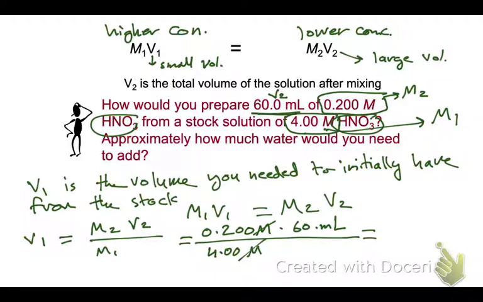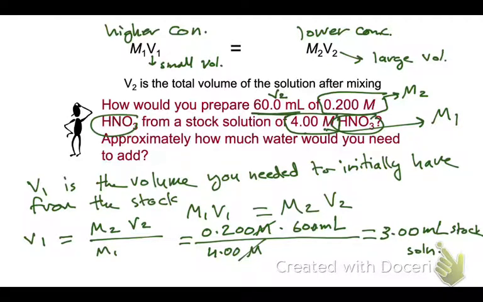the volume will be, sorry, just keep my sig fig straight. You're going to have 3 sig fig, so 3.00 milliliter stock solution. So you go to the lab and you're gonna take 3 milliliter from that high concentration.